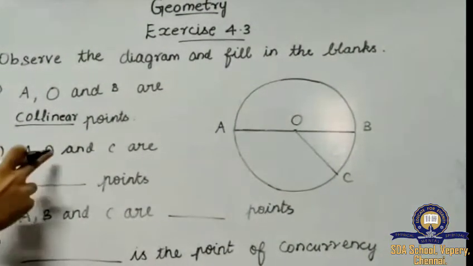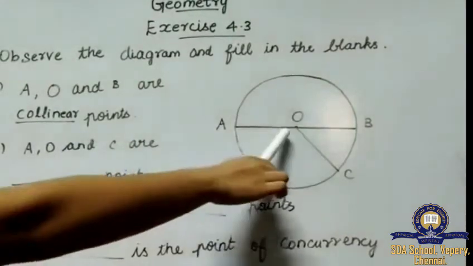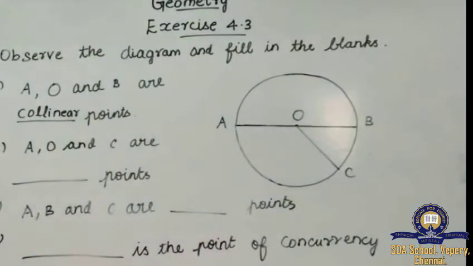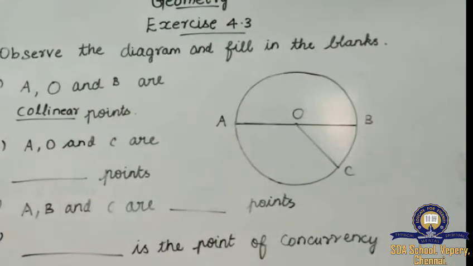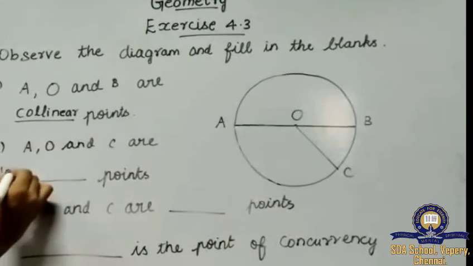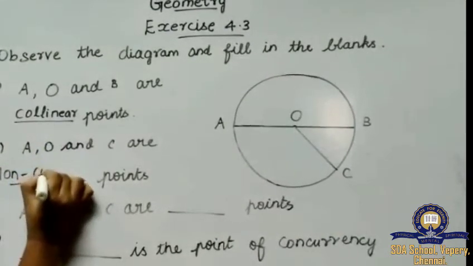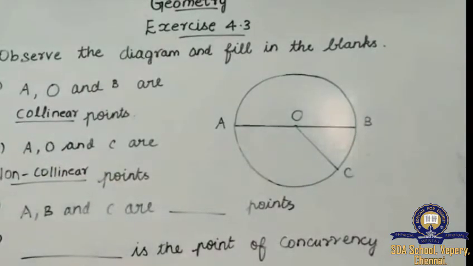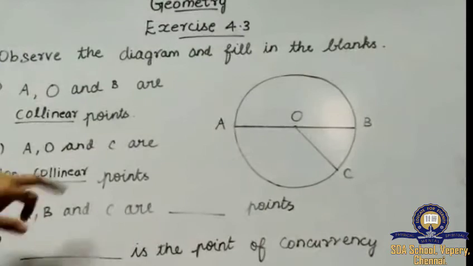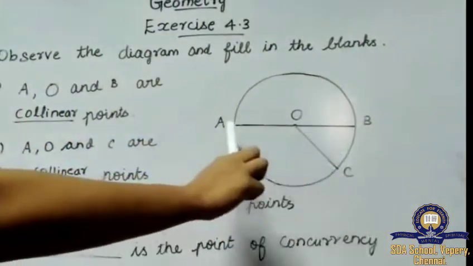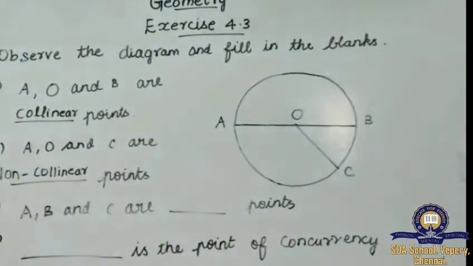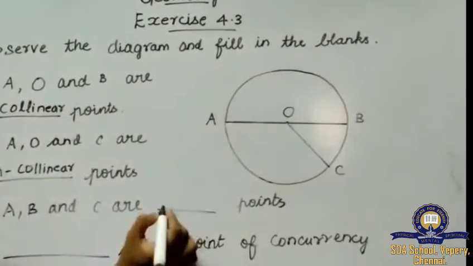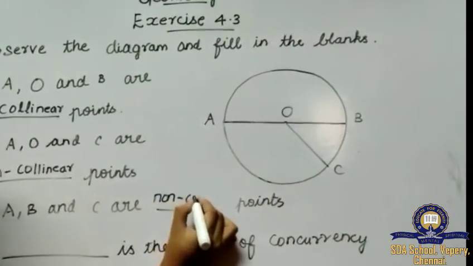They are asking: A, O and C are dash points. We know that A, O and C do not lie on a same line, right? So such points are called non-collinear points. A, O and C are called non-collinear points. And we'll move to the third subdivision. They are asking about A, B and C. A, B and C do not lie on a same line, so even A, B and C are called non-collinear points.